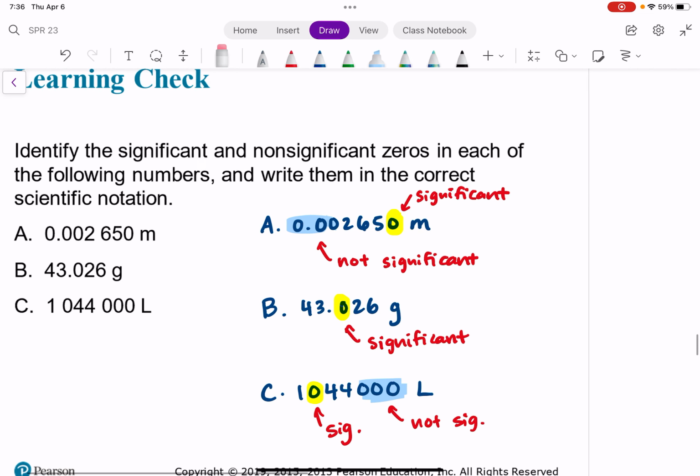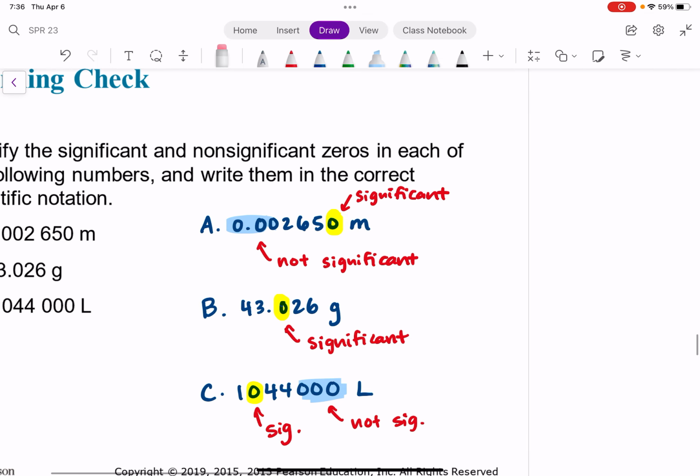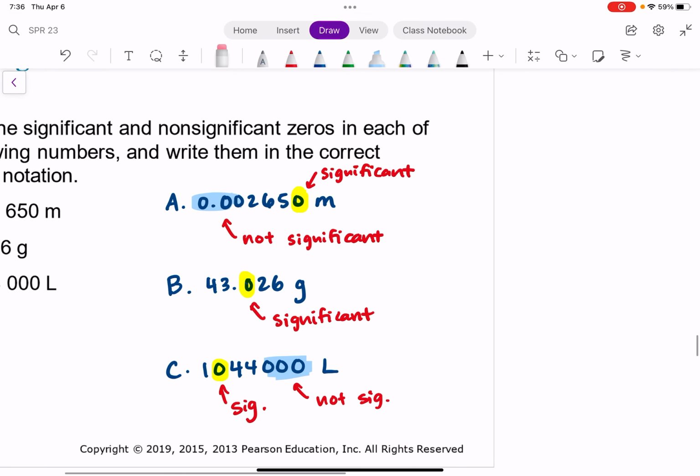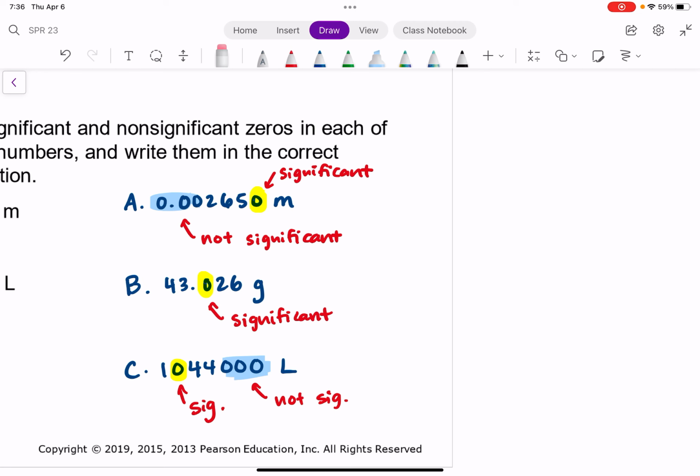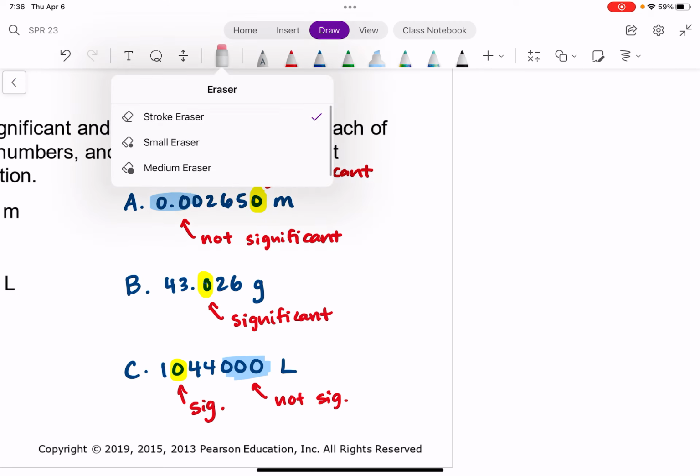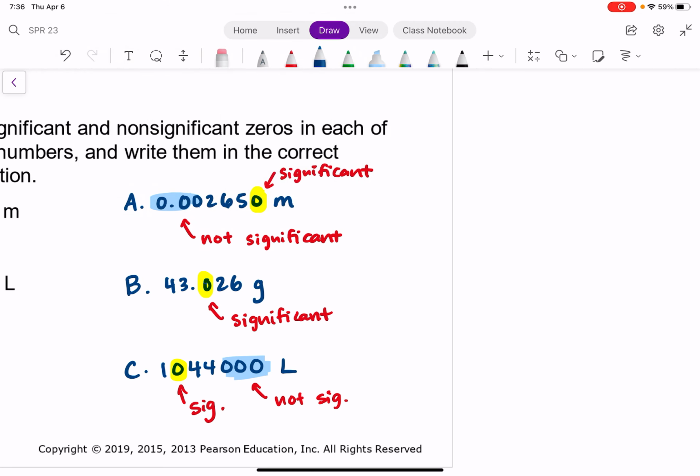Okay, so let's go ahead and try to write these in scientific notation. So this will be a good review for learning how to write in scientific notation. Let's just make a category here. Okay, so for A, in scientific notation, how are we going to write 0.002650 in scientific notation?